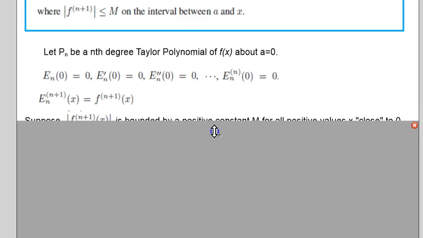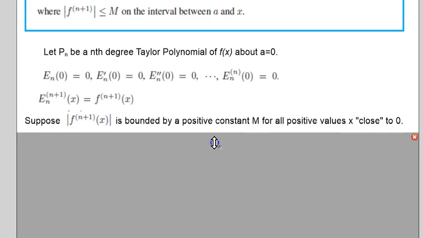All right, fine. So suppose I have that the n plus 1 derivative of f at x is bounded by some constant m for all x values close to 0, in this case our a. So in other words, the n plus 1 derivative evaluated at x can be no bigger than some m value, or no smaller than some negative m value, okay?